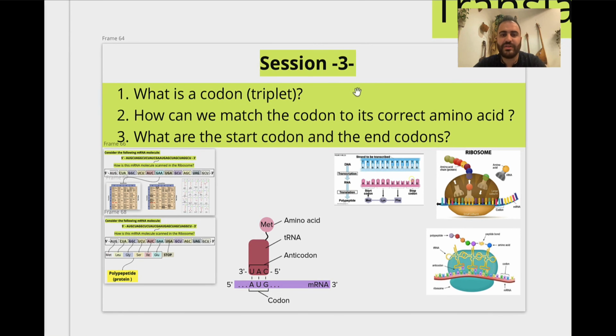So this is regarding what is meant by codon and how to match the codon with its correct amino acid and what are the start and the end codons.